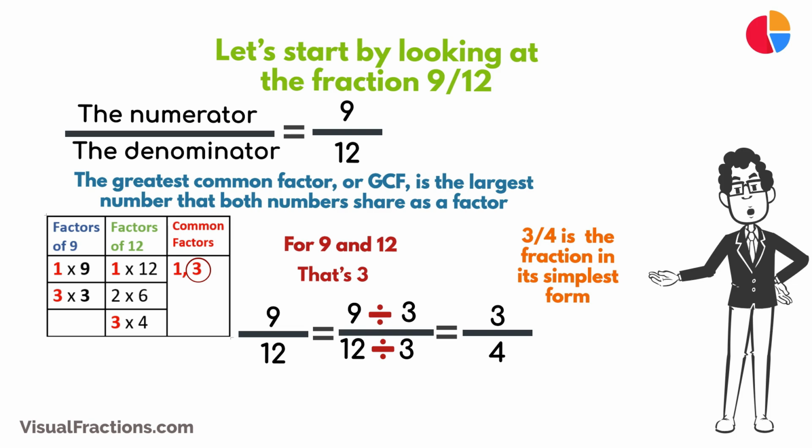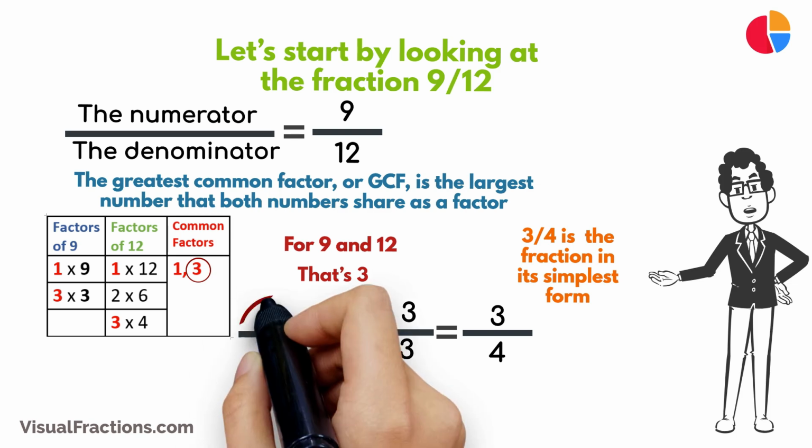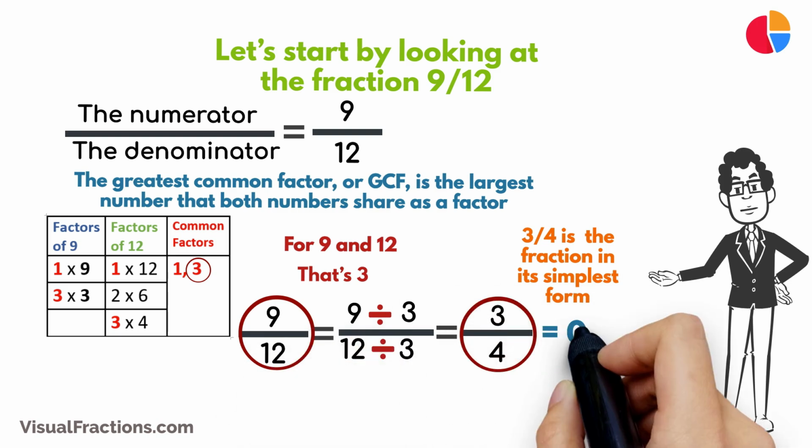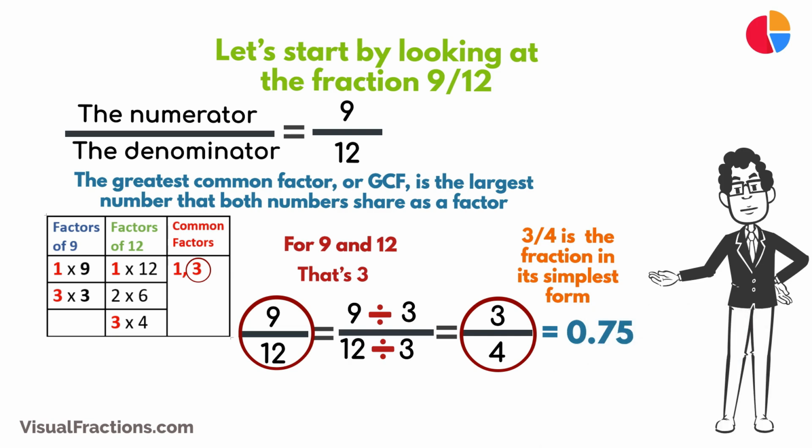It's interesting to note that both the original fraction 9/12 and the simplified fraction 3/4 are equivalent in decimal form, which is 0.75. This shows that although their appearance may change, their value remains the same.